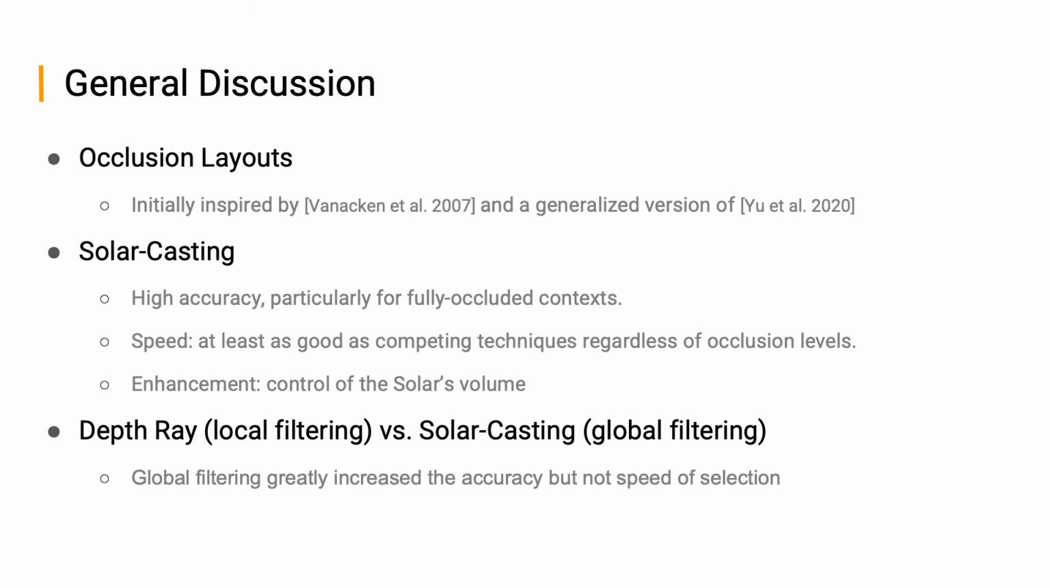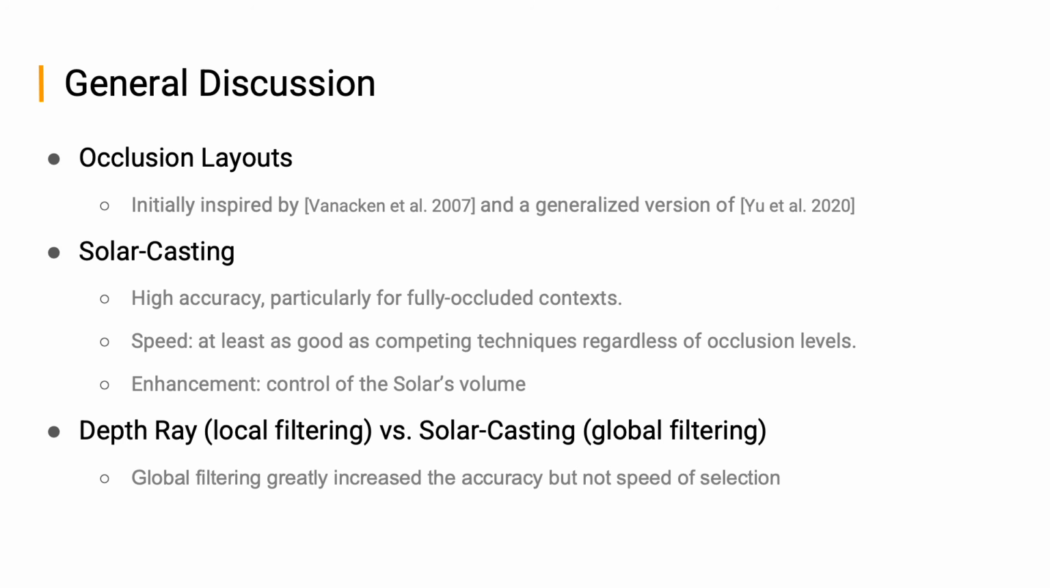Last, looking specifically at depth ray and solar casting, we discovered that compared with local filtering, global filtering greatly increased accuracy but not speed of selection. During the search process, participants' attention was limited regardless of the filtering range, while this range was controlled by the presence of occluders.